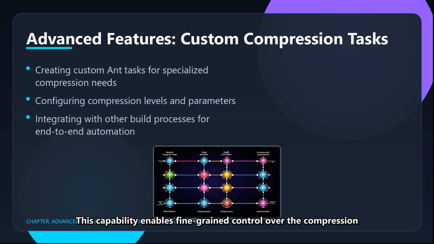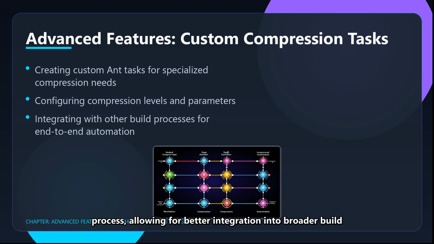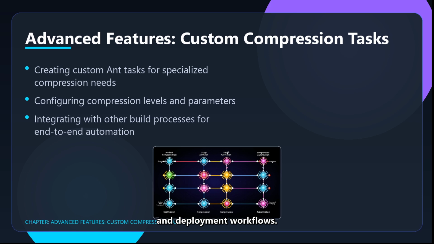Apache Compress Ant Library allows developers to create custom tasks tailored to their project's unique requirements. This capability enables fine-grained control over the compression process, allowing for better integration into broader build and deployment workflows.